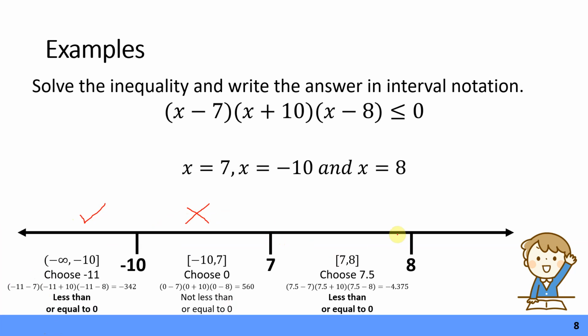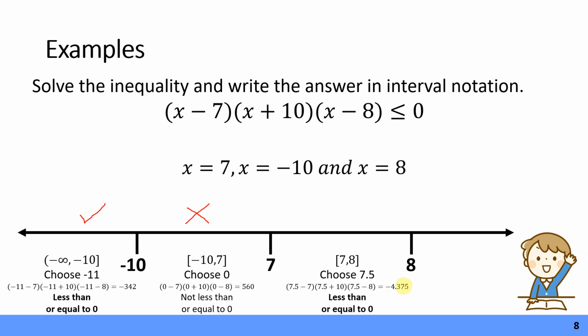The next one's going to be from 7 to 8. You could choose whatever number you want, but we're very limited. From 7 to 8, there's no whole number, so I had to go with the decimal. But it's okay, don't worry. Now that decimal, you put it in all the x's. I'm going to have 7.5 minus 7, 7.5 plus 10, 7.5 minus 8. Put that just the way it looks into your calculator, and I got negative 4.375.